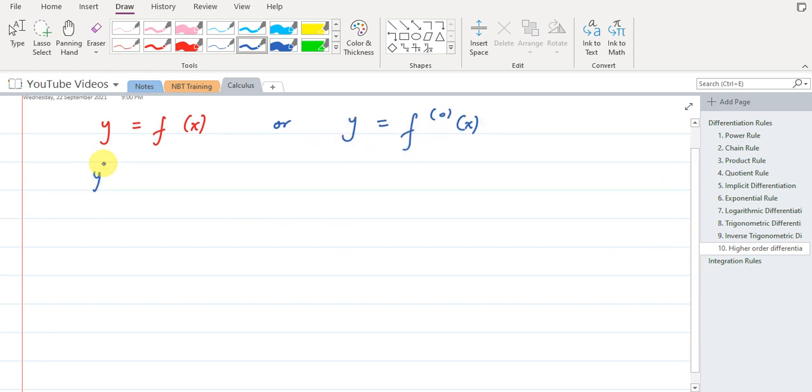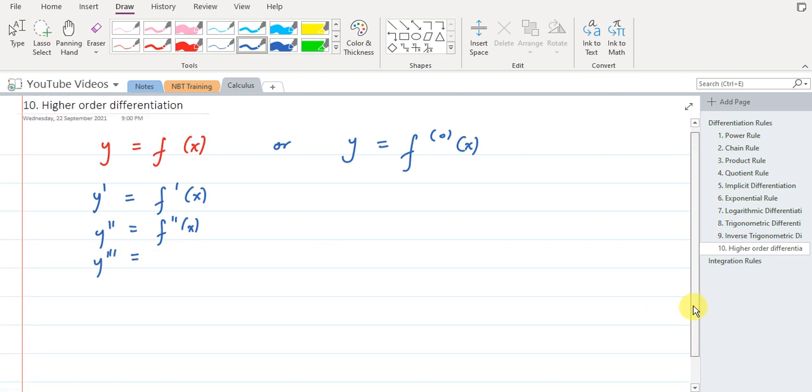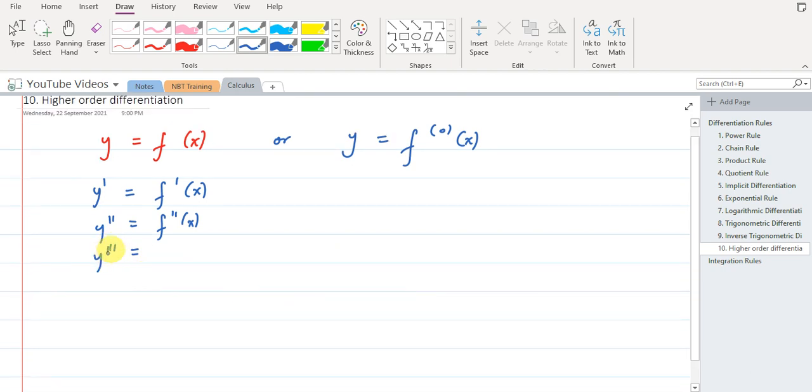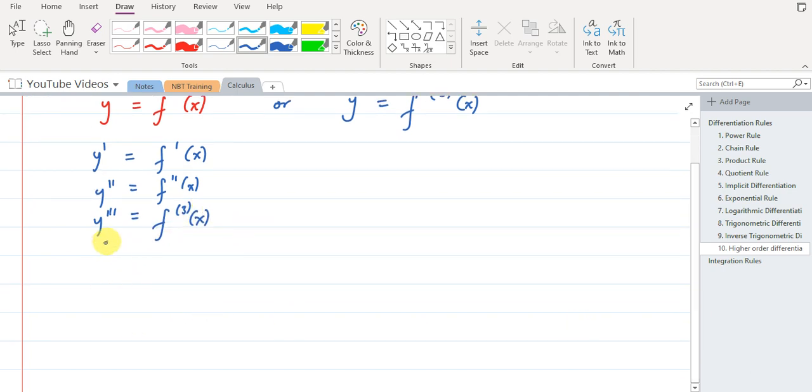Now when we say y prime, we're finding f prime x, y double prime, f double prime x, y triple prime. It gets messy to keep putting y fourth prime, so we represent it in curly brackets, f 3 x, to represent triple prime. If we carry on, the nth derivative of x is equal to f, represented either like this or like this. Let's take an example.